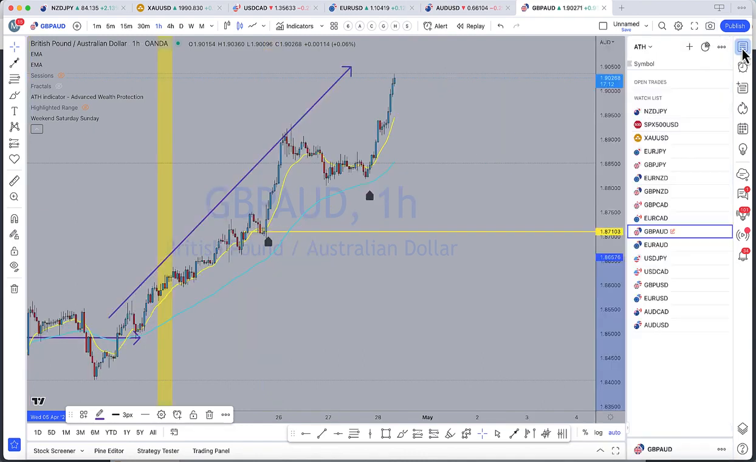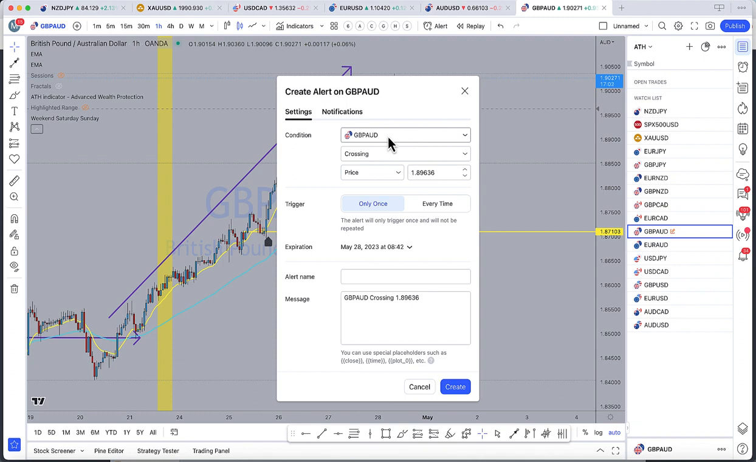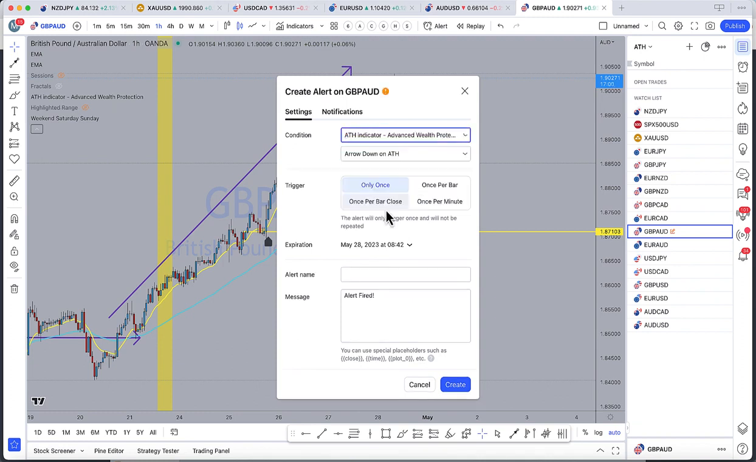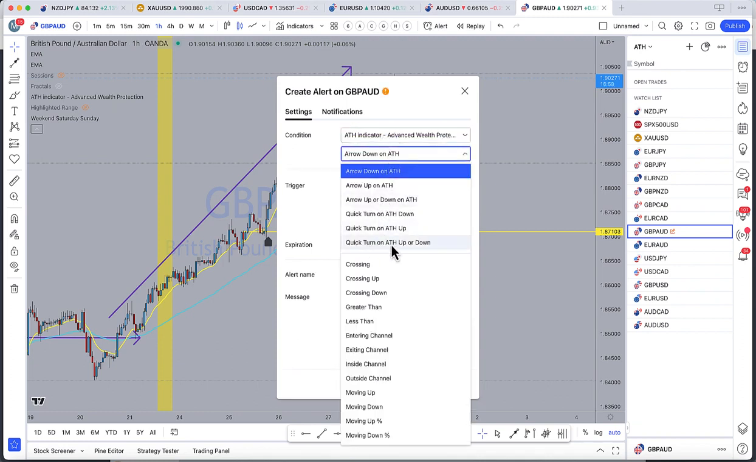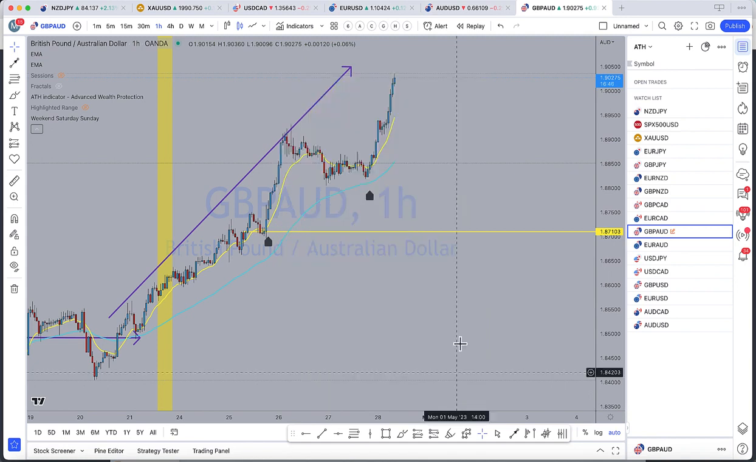All I do is set an alarm for a quick turn. I've got these pairs that I watch, which I selected randomly, and I just set an alarm for the quick turn. I just come over here to each pair, click the alert, click ATH, tell them I want both an alert when either an up or a down quick turn happens. I do once per bar, and I just put the pair in here so I know what it is, and I hit create. That's it on all these pairs, and I just sit back and wait for the alarm to go off. When the alarm goes off, I just come here, looks good, boom, get in. Looks good, boom, get in.